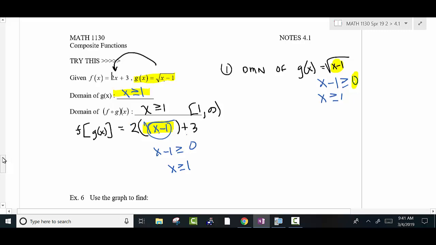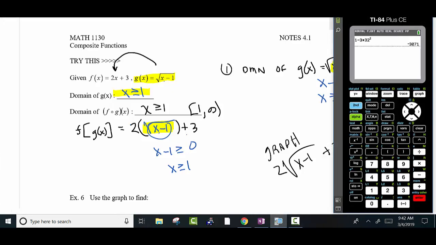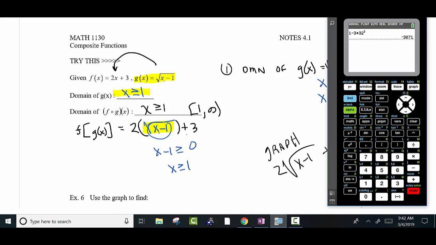And by the way, there's a way to tell you're right. You could actually graph it. If you graphed 2 times square root of x minus 1 plus 3, it'll tell you whether your domain's right or not. If you put this in, you're going to have a square root function, which we've certainly learned how to do.